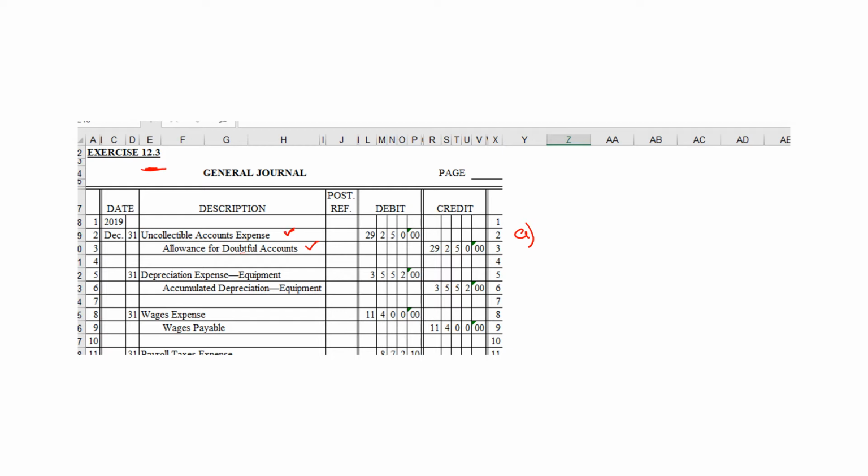Notice this is the expense account. The allowance account works just like the accumulated depreciation account. It's called a contra asset. It would show up on your balance sheet as a reduction to your accounts receivable. And of course, here's your debit and credit. On B, here was your depreciation expense. This is review. Notice they debited depreciation expense equipment, credited your accumulated depreciation. That's going to be your depreciation expense adjusting entry. And then finally, letter C, notice they debited wages expense and credited wages payable. That's going to be your payroll accrual.